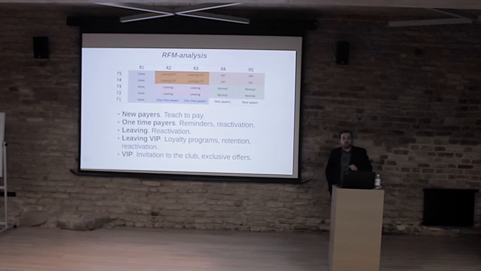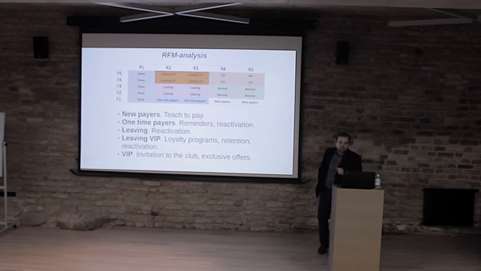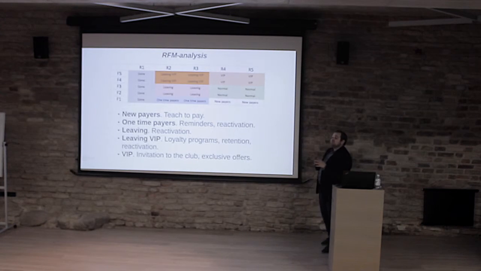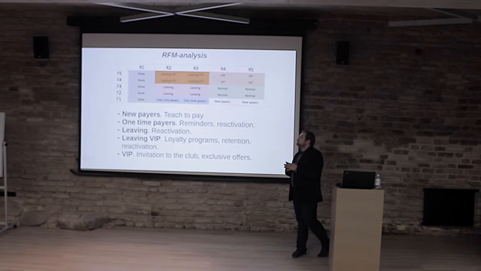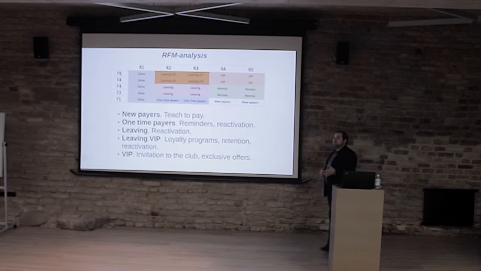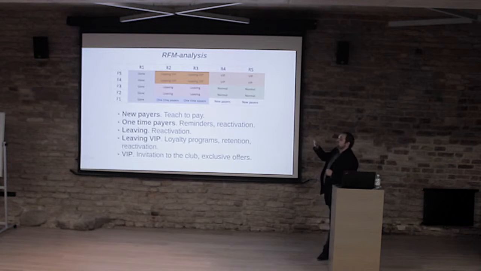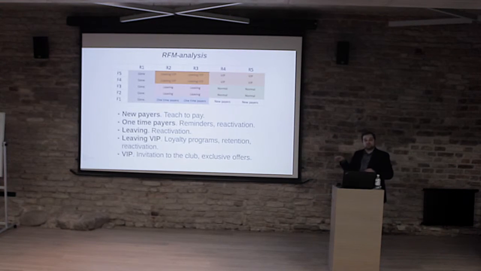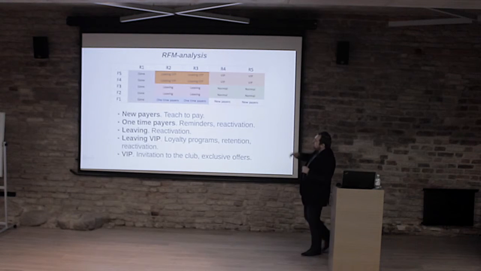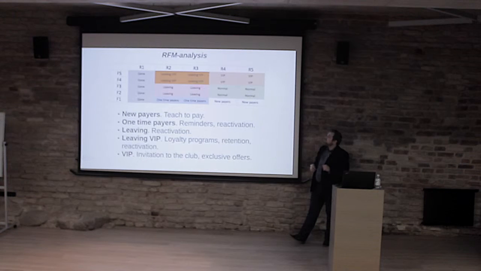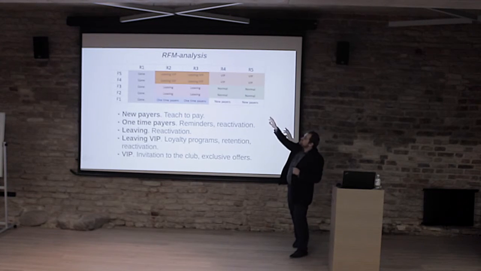The RFM analysis. It's the analysis of your paying users. How can you do it? Well, first of all, let's take all the paying users and explore how they pay. How frequently do they pay? And you can put a mark on each paying user. For example, put the mark 5 if users have just paid you today or yesterday, and the mark 1 if users last paid 1 year ago. RFM is recency, frequency, and monetary.